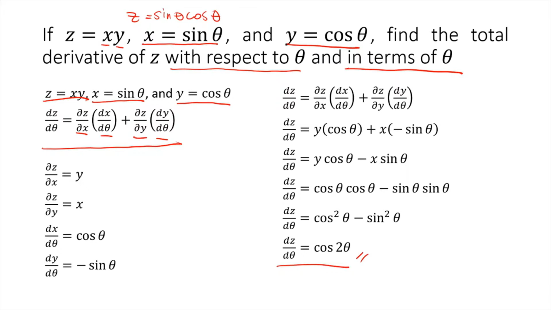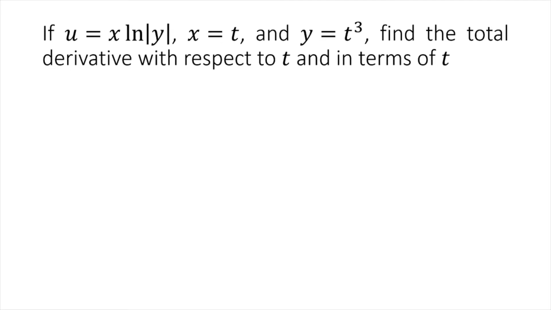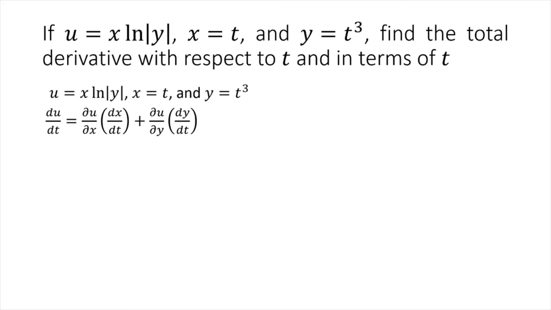Next problem. If u is equal to x ln y, where x is t and y is t cubed, then find the total derivative of u with respect to t and in terms of t. So again, let's try to solve this one using the method involving partial derivatives. Given this, our working equation becomes du/dt equals this expression here on the right side.